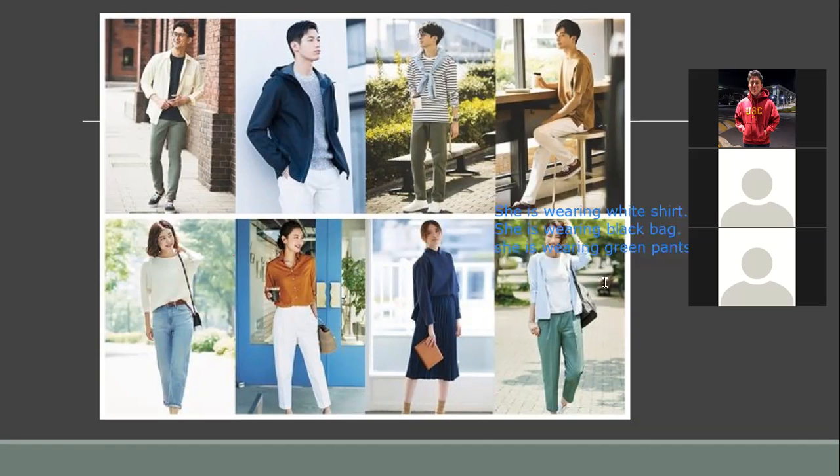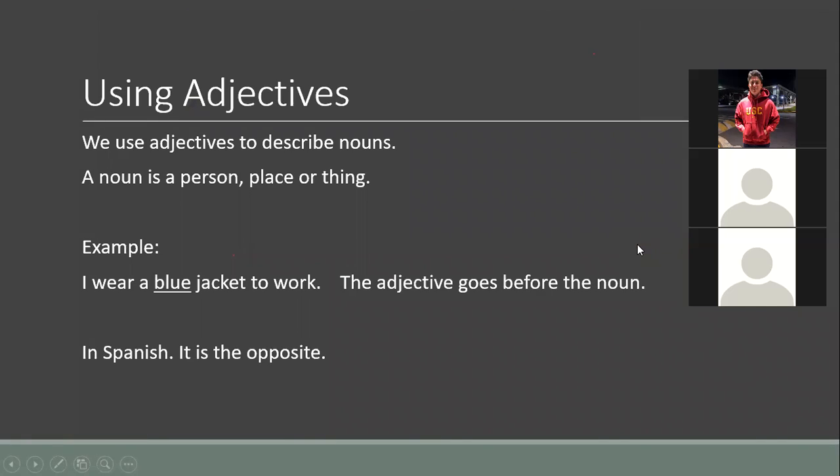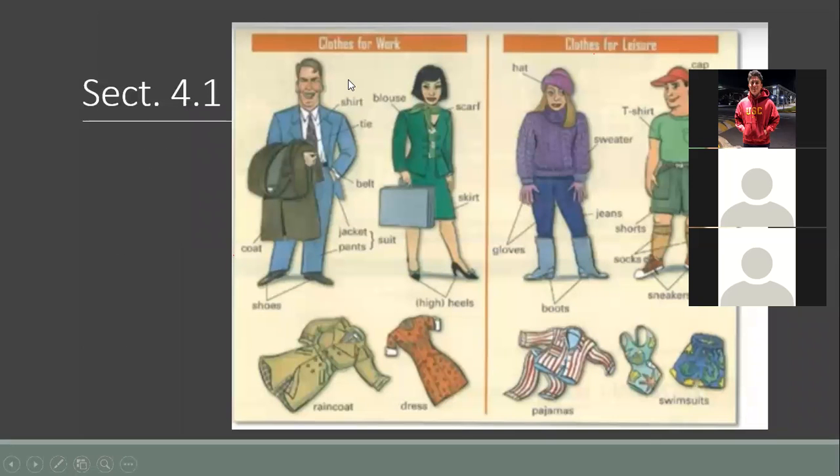Okay? So, no se les olvide el vocabulario. ¿Quién vio el video? Okay. Repeat. Shirt. Shirt. Tie. Shirt. Repeat. Vamos a practicar. Come on. Tie. Vamos a hacer una actividad, pero quiero que usen el vocabulario.